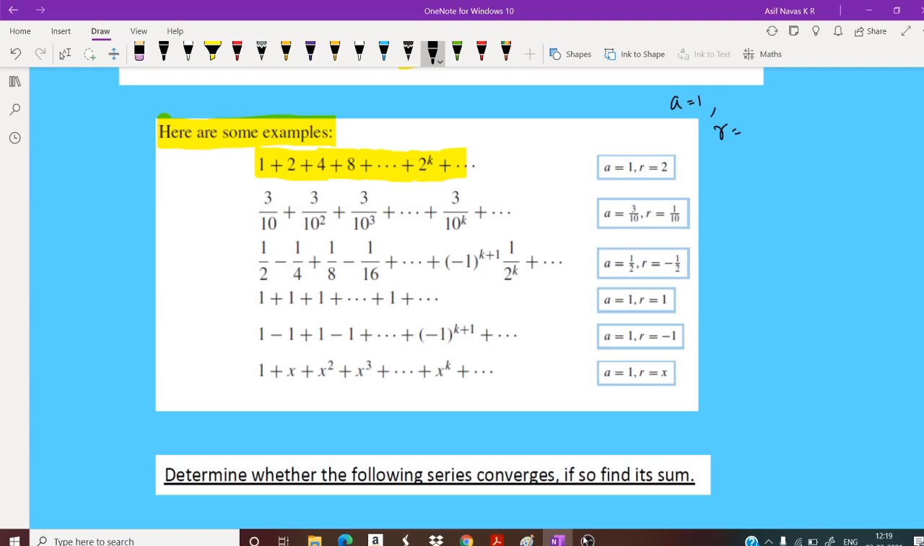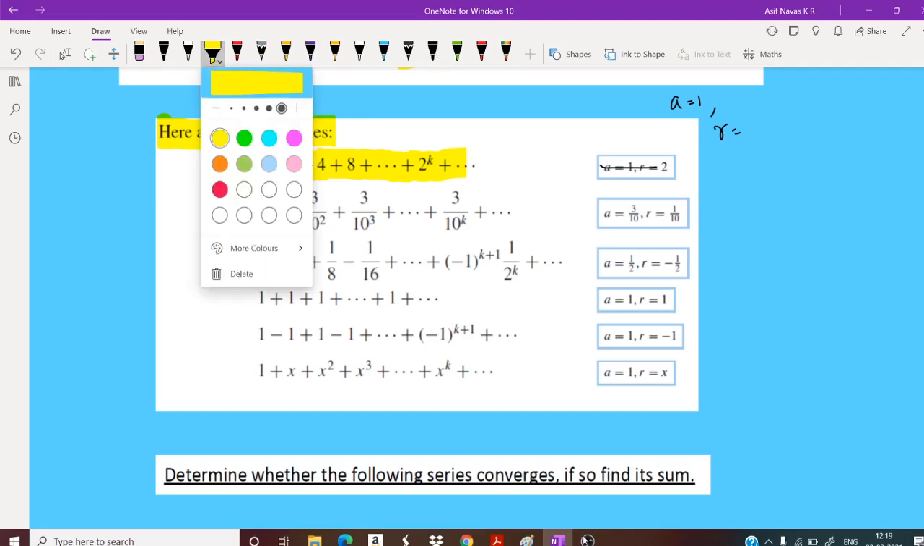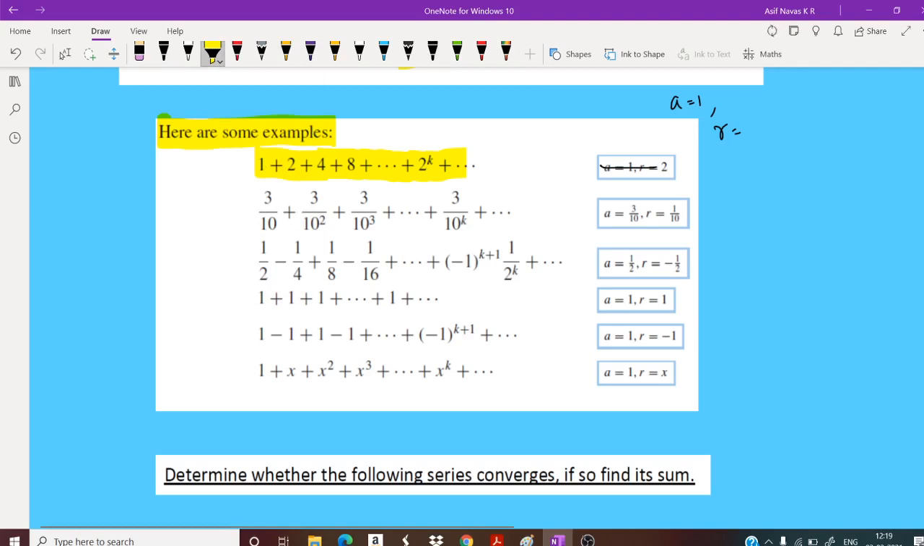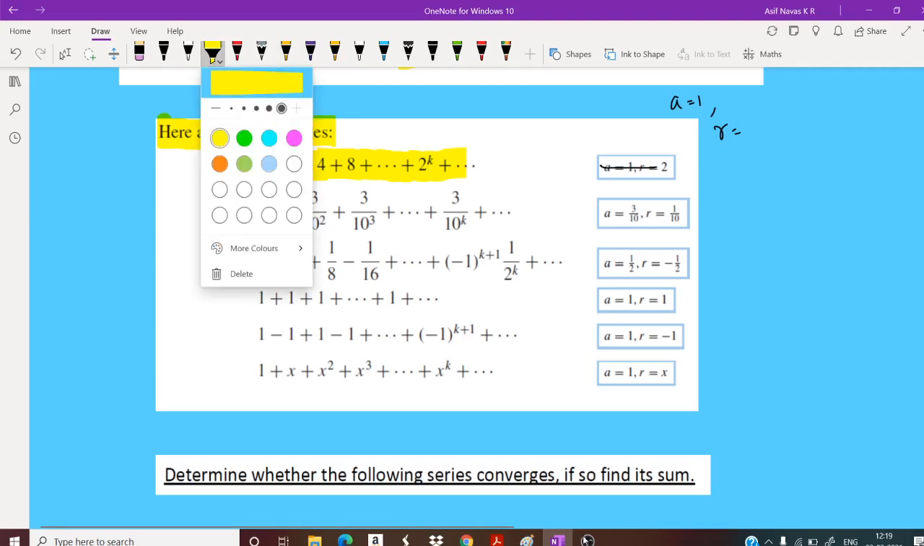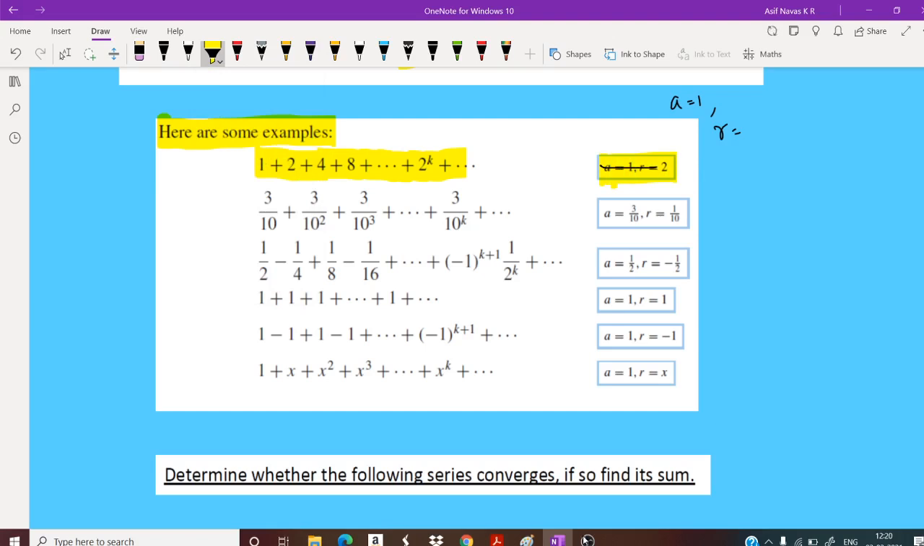2, right? So here a equal to 1 and r equal to 2. Is this series convergent? Here r equal to 2. No, it is divergent, because r equal to 2, which is greater than 1. Divergent.